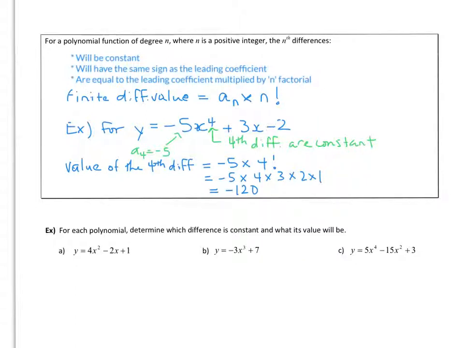All right, so your job now is, for the following 3 polynomials, determine which difference is constant and what the value will be, just like we did in the example up here. So put the video on pause, try it out, and then you can check your work.